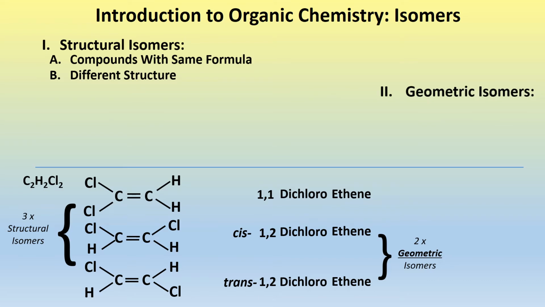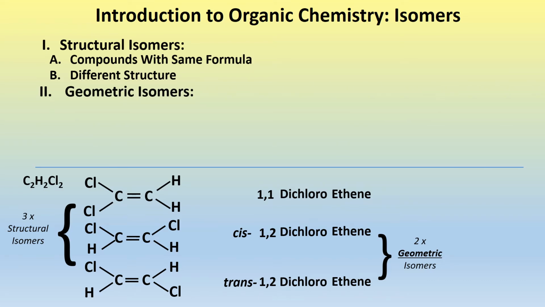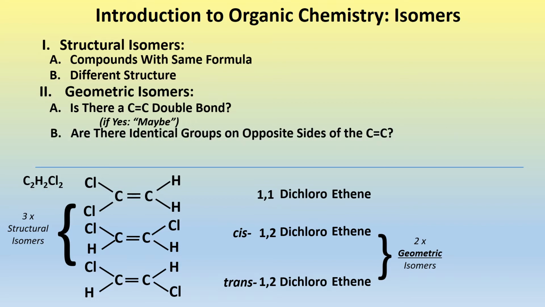For geometric isomers, there are 2 simple questions to ask. First of all, is there a carbon-carbon double bond? If the answer to this is yes, then there may be geometric isomers. Secondly, are there identical groups on opposite sides of this carbon-carbon double bond? If the answer is yes, as in a chlorine on the left and a chlorine on the right, the answer is definitely there are geometric isomers present.